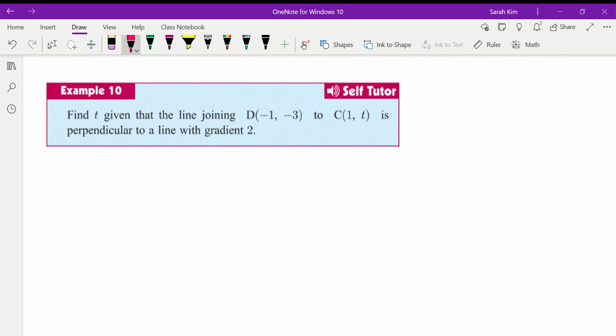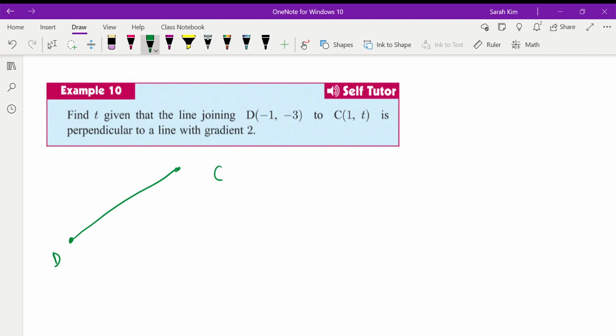Alright, find t, given that the line joining D (-1, -3) to C (1, t) is perpendicular to a line with gradient 2. Okay, so if this line, D and C, whatever it looks like, maybe I'll draw it a little bit like this. So let's say we have D and C. I don't know what it looks like.